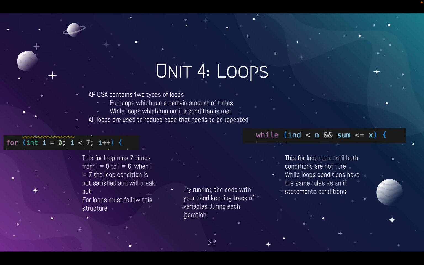And a tip, try always running the code and write down every time what the i variable is and what's going on in the main loop. Also, you can use while loops. This while loop, sorry, I don't know why I put a for loop, but this while loop will run until both conditions are not true. And while loop conditions have the same rules as an if statement condition. So while i is less than n, and sum is not equal to x, it'll run. But if one of them goes false, then it'll stop running.